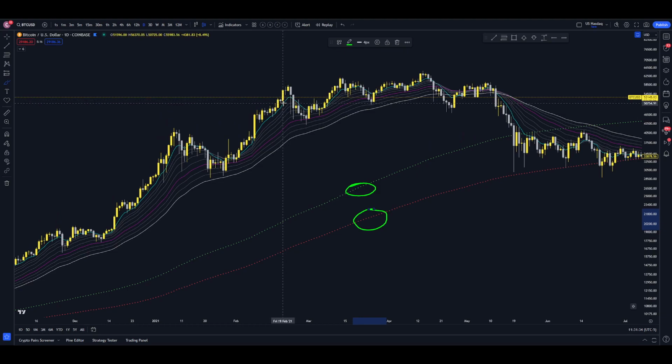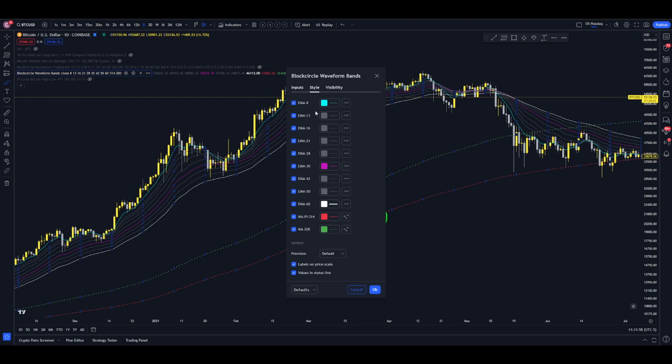So for example, I have 3 of these that I really focus on. You can see the ones that are actually different colors: the blue one, the purple one, and the white one. You don't even really need the ones in between. These are all calculated based off of Fibonacci numbers, and I'll pull these up real quickly so you can see which ones we use. We use the 8, 13, 16, 21, 28, 30, 42, 50, 60, and you can see these are EMAs, and then the 2 simple moving averages, pi and the 200.